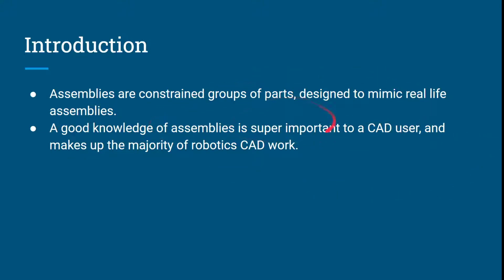So good knowledge of assemblies is super important to a CAD user, right? Being able to create them efficiently and quickly, like you're assembling something in real life, just in your CAD. It's super important to be able to do that, and it really makes up the majority of robotics CAD work. Most CAD work, in fact, the design doesn't happen, like the tricky critical thinking part doesn't happen in the CAD. The CAD is just going through the steps, going through the motions, going through the busy work to take that design that you thought of and put the work in to think of in your head, right? Taking that design and translating it onto the paper.